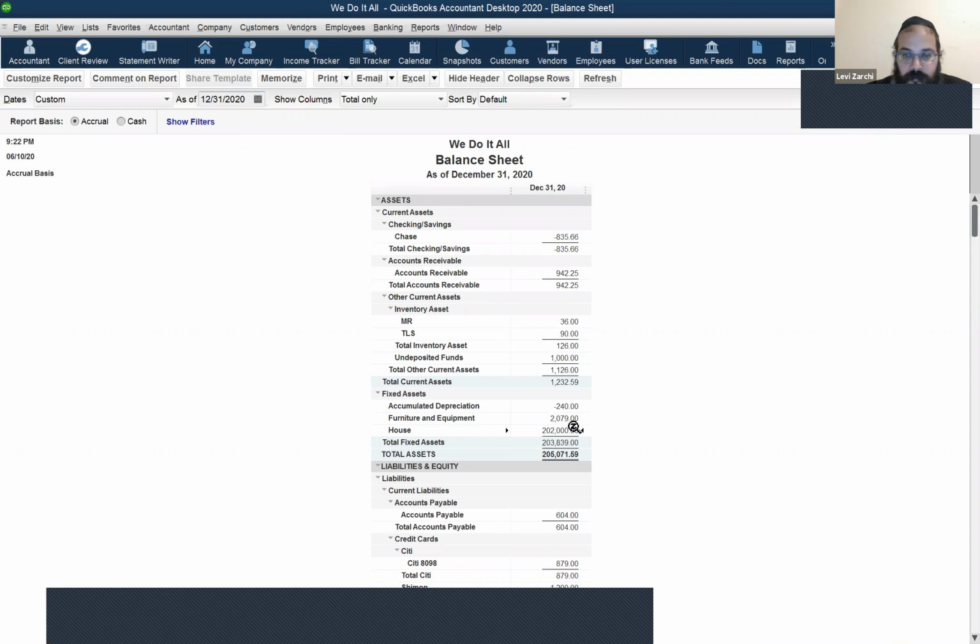We have our house because we made a closing of 202. And when we get rid of the equipment, then you get rid of both entries. You take away accumulated depreciation and you take away the furniture and equipment. Okay, that's it for the debits and the credits. That's it for the case example.